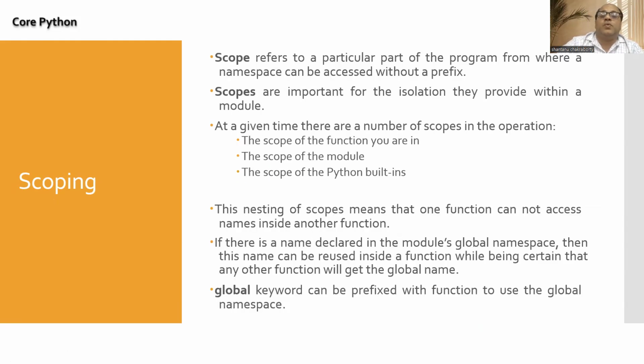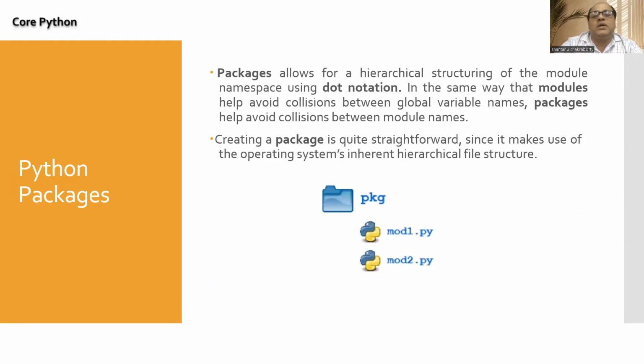And then comes the scope. Scope refers to the particular part of a program from where the namespace you're trying to access can be reached without a prefix. Scopes are important for the isolation they provide within the module. The scope of the function that you're using, the scope of the module, the scope of the program, and the built-in functions that you're using play a very, very important and vital role in your Python programming language. There are certain global keywords which can be prefixed in Python to use in that particular module.